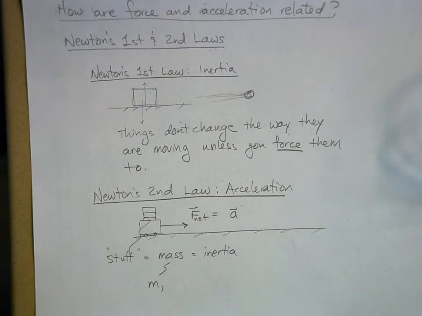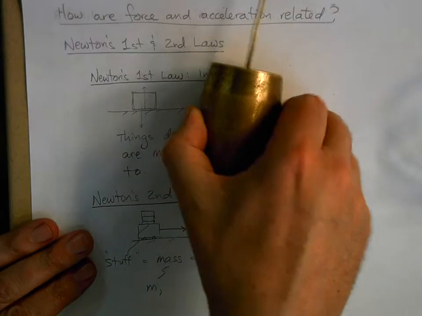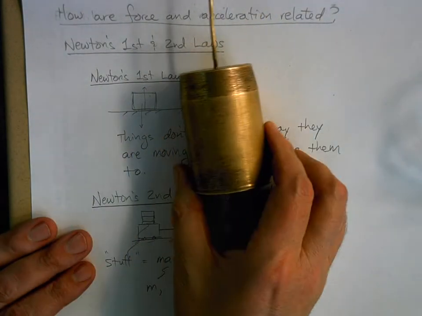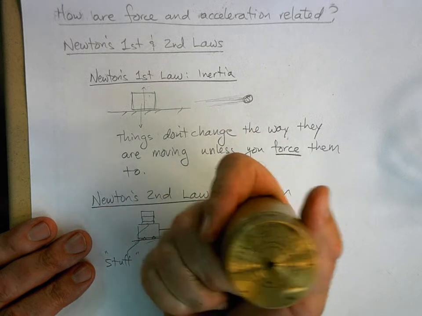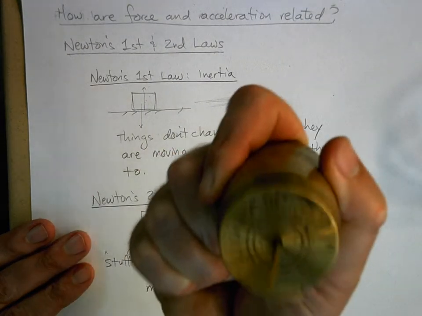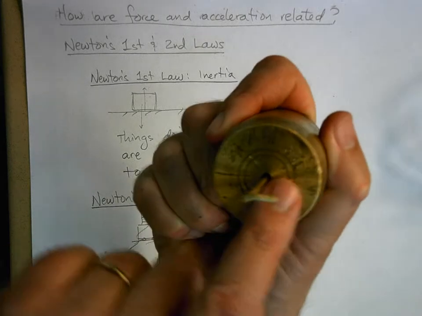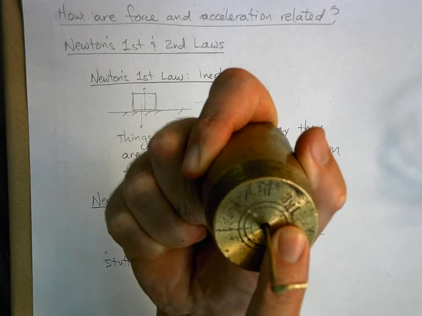And we measure mass with one of these. This big chunk of metal, brass I think, is 1 kilogram. How do we know? Because right there, I don't know if you can see it on the camera, there we go, it says 1 kilogram.